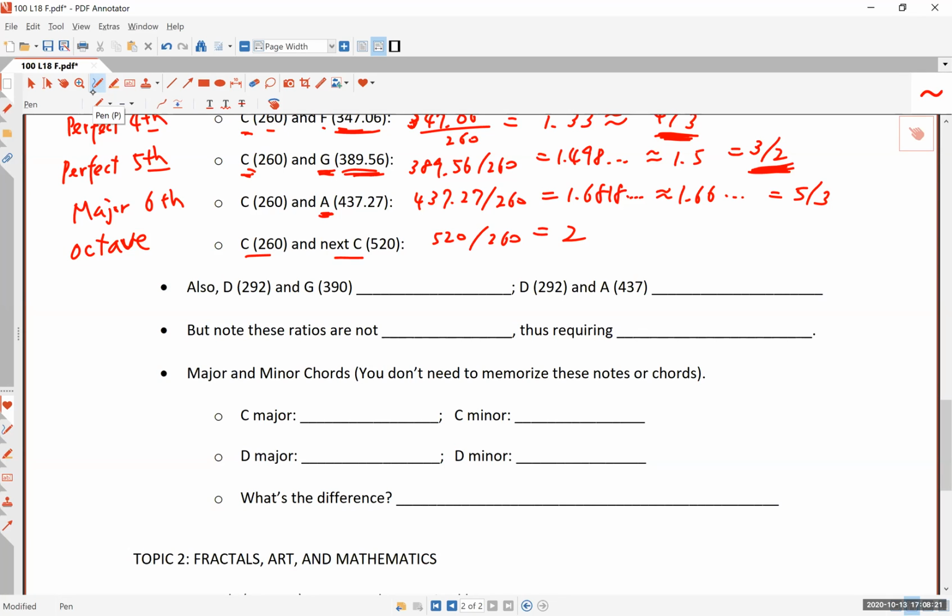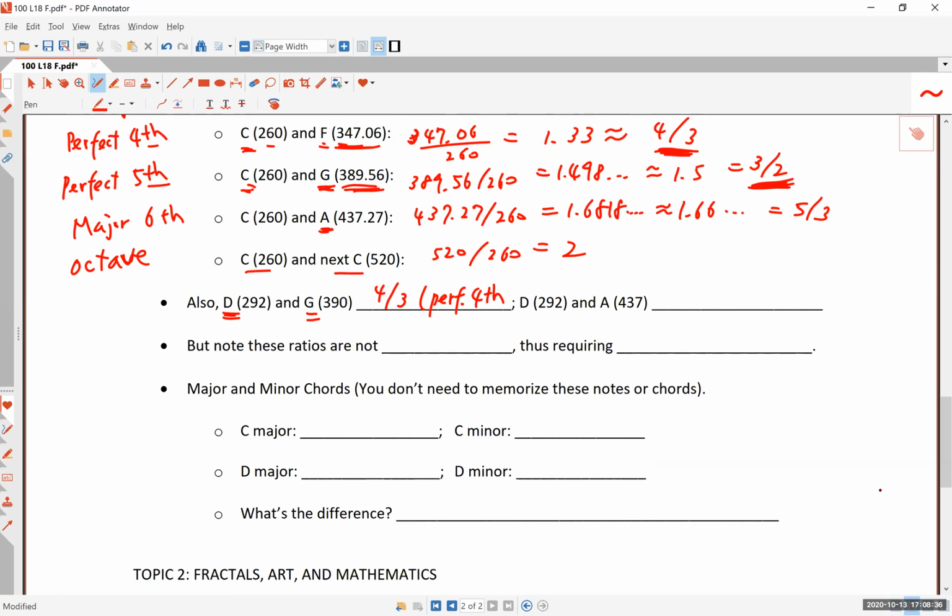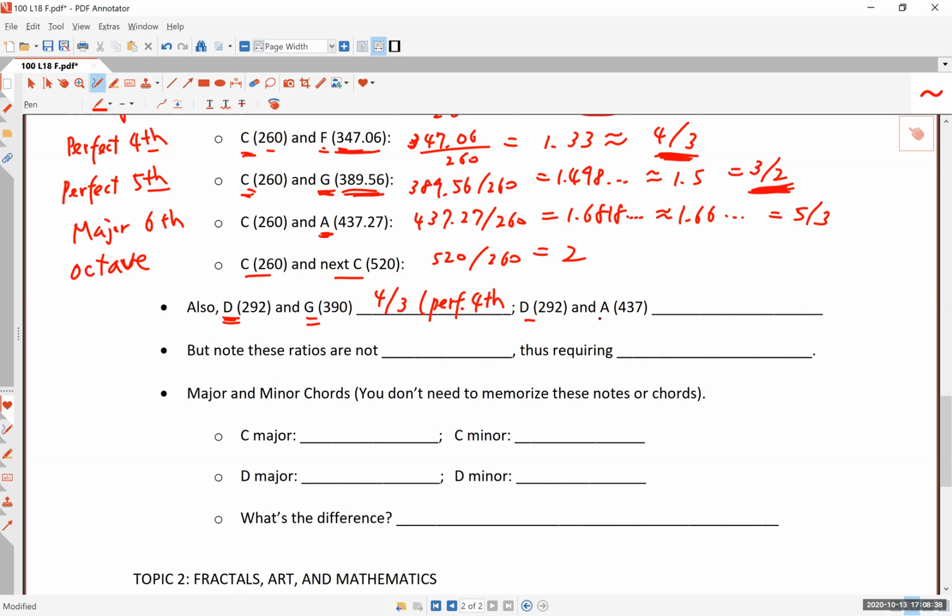Okay, now continuing on in the key of D, G is, again, the ratio is 4/3, and so this is perfect fourth. So the perfect fourth changes. Perfect fourth used to be an F in the key of C, but now in the key of D, the perfect fourth is actually G, right? D and A, if you divide this number by that number, you get something close to 3/2, and so A is the perfect fifth in the key of D, right?